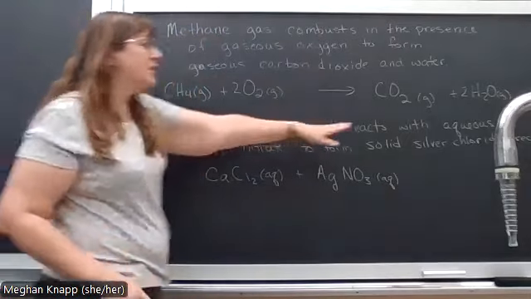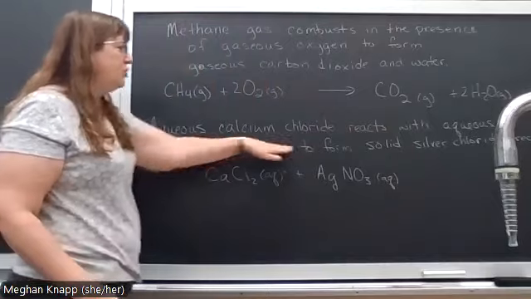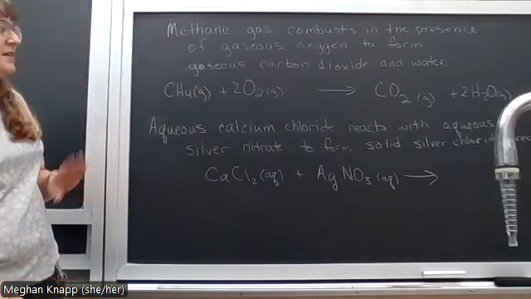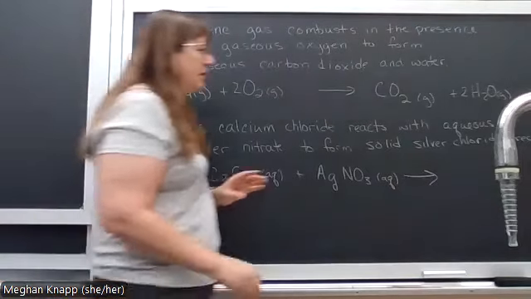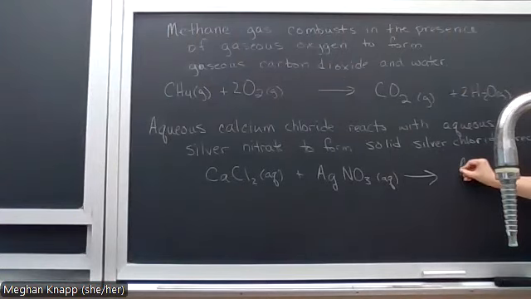And so since this says with, that's my plus sign. And then it says to form, that's my arrow. And then it says solid silver chloride. So silver chloride is going to be AgCl. Do I need to change the numbers of them? No, because silver was +1 and chlorine was -1. Okay, and then this is a solid.